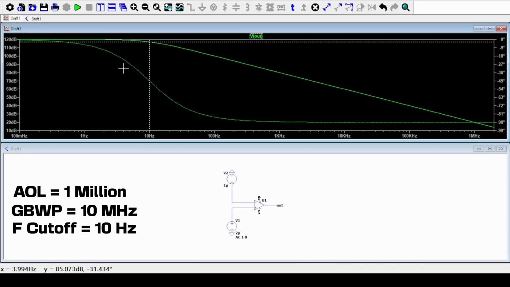This means that we can reliably expect a gain of 1 million from the 0 to 10 Hz frequency range, but once we start dealing with frequencies higher than 10 Hz, our gain will begin to decrease at a rate of 20 decibels per decade.